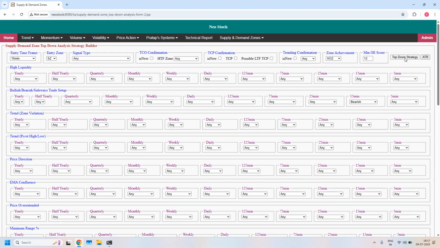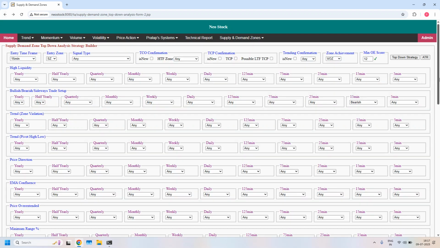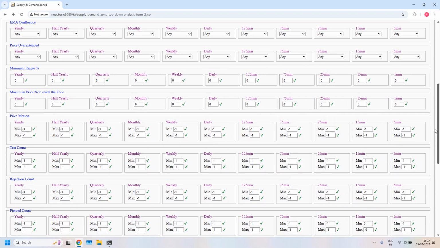With these filters, we got 5 stocks. These 5 stocks are supporting the bearish trade setup for daily income trade. Entry time frame zones are these 15 minute supply zones. Out of these 15 minute supply zones, how many have a higher probability of success? That we will verify based on zone confluence and then EMA confluence strategies.